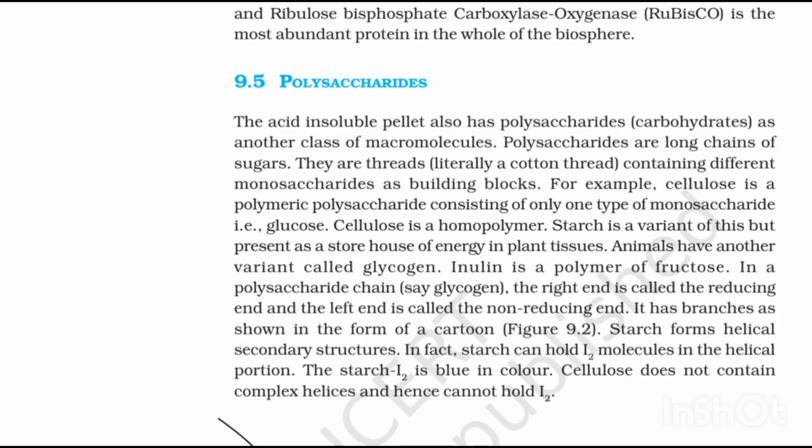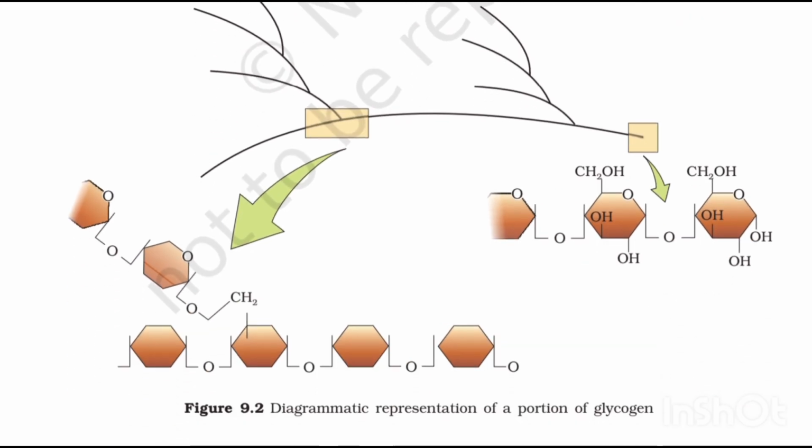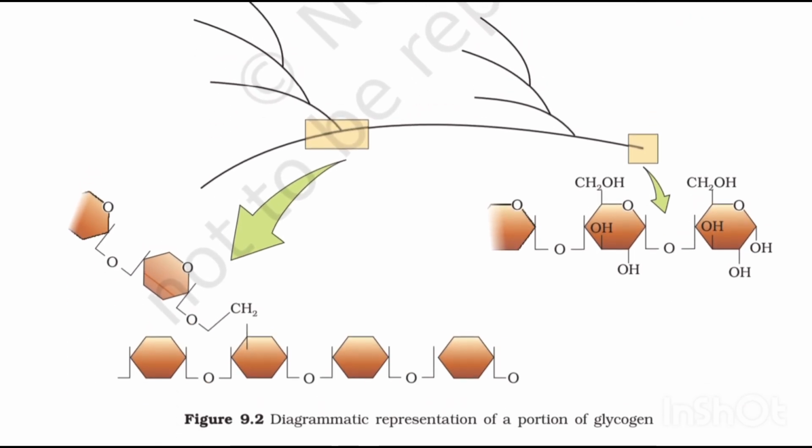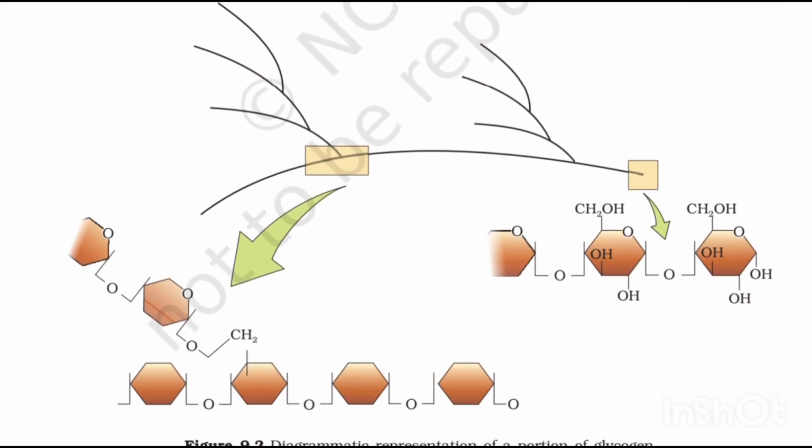Starch forms helical secondary structures. In fact, starch can hold iodine molecules in the helical portion. The starch-I2 complex is blue in color. Cellulose does not contain complex helices and hence cannot hold iodine. So this is figure 9.2, which is the diagrammatic representation of a portion of glycogen. So this is the one.